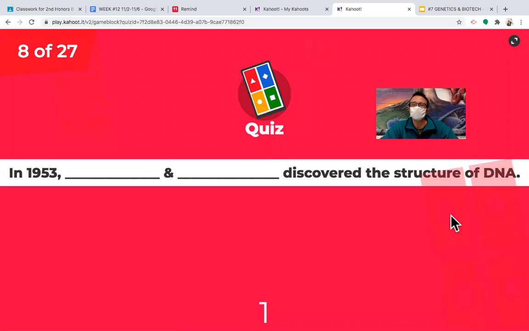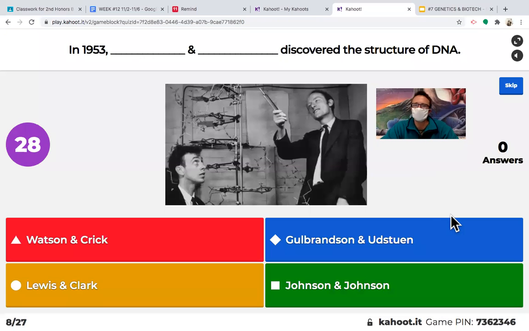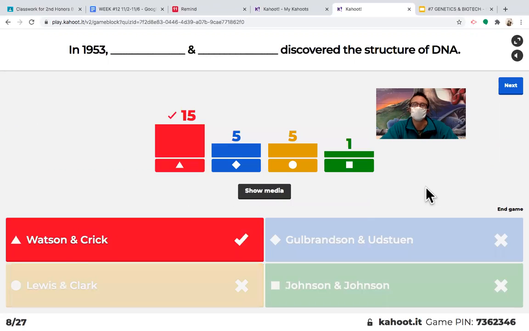In 1953, blank and blank discovered the structure of DNA, and I used a rather vulgar term to describe one of these individuals because they did not give Rosalind Franklin credit for her contributions. And unfortunately, by the time everyone found out, she had died of cancer because of her work with X-rays. What is another name for a jerk? And it rhymes with this individual's last name. And that would be Watson and Crick.